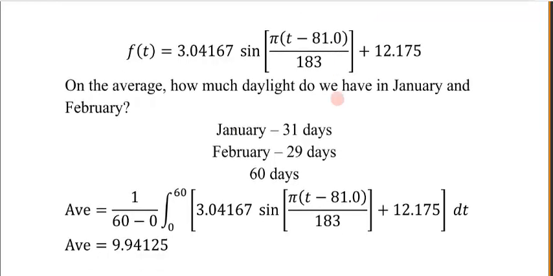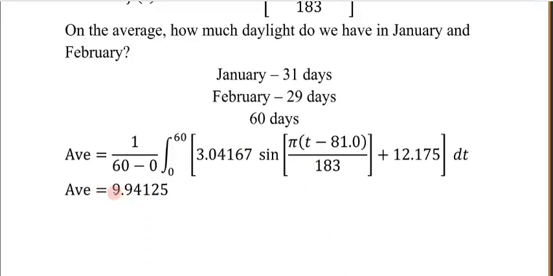And now, here's the thing. If we want to calculate the average daylight that we have in January and February, well, January is 31 days and February is 29 days, so we're at 60 days altogether. So we're on the interval from 0 to 60 days. I would integrate this and then divide by the interval length, 60 minus 0. If we do that, and you can perform this integration on your own and come up with this, we'd have about 9.94125 hours of daylight.